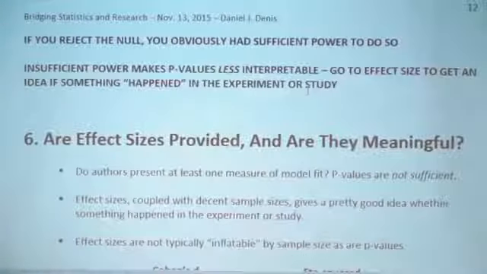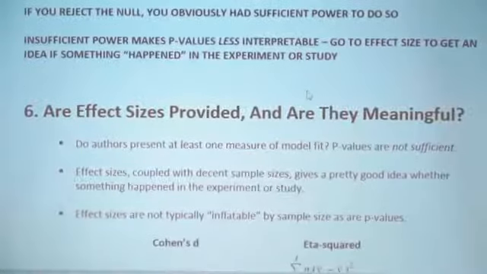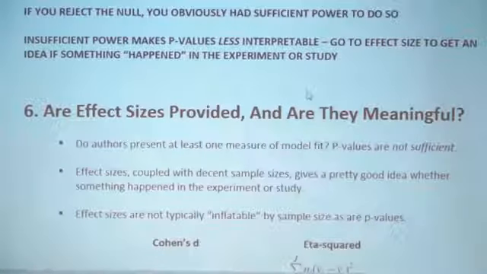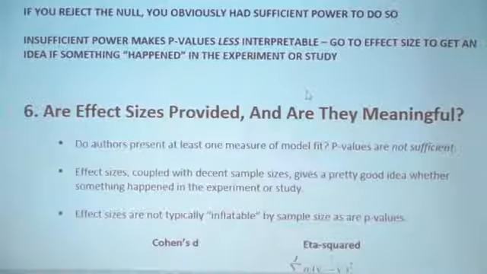If you reject the null, you obviously had sufficient power to do so. So power is not an issue if you are rejecting null hypotheses. And insufficient power makes p-values less interpretable. Go to the effect size to get an idea if something happened in the experiment or study. When I interpret a research study, I look at the p-value, but I go right to the effect size because that's the most important thing.